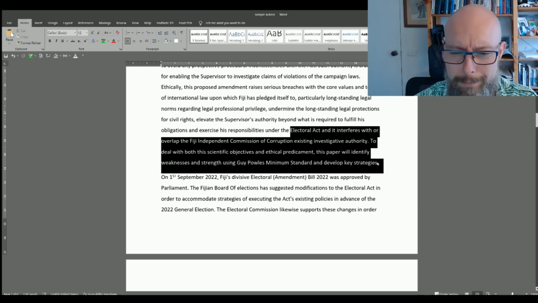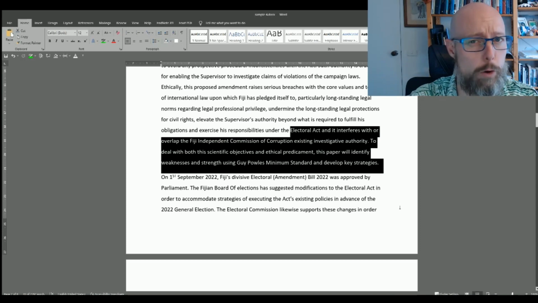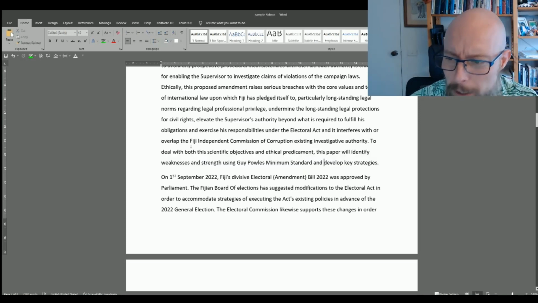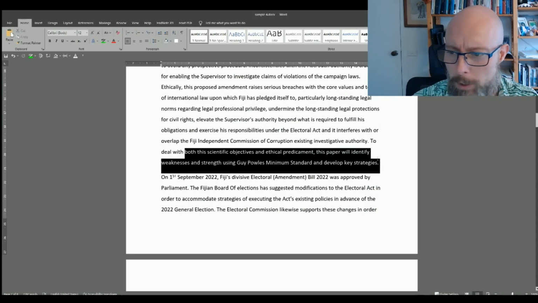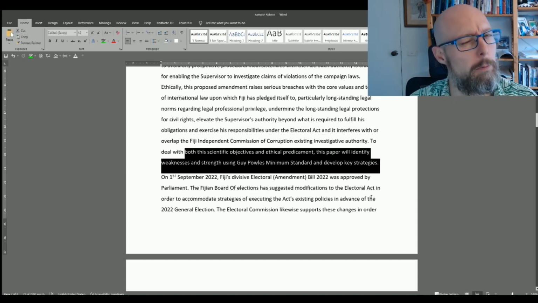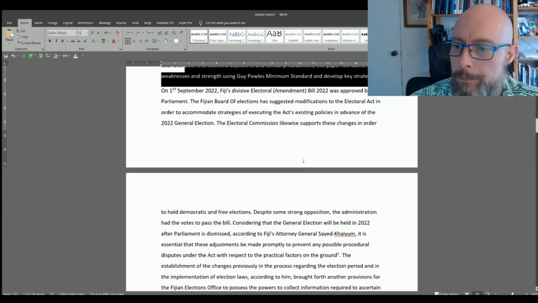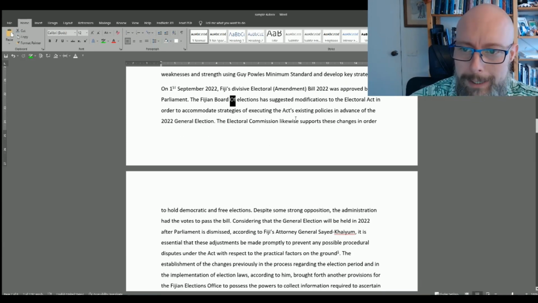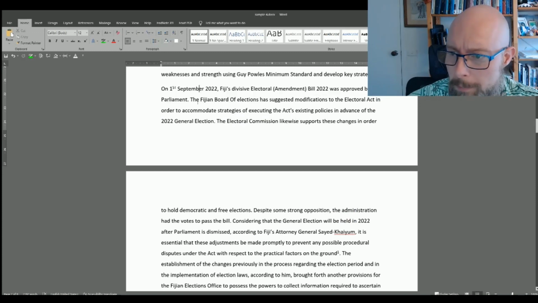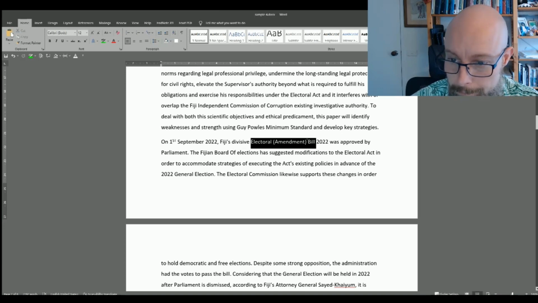So confusing, right? So to deal with both of these things, we'll identify weaknesses and strengths, but the paper's supposed to recommend solutions. Anyway, so problems, we can see that. Don't know why it's capitalized. So we've then said the same thing, 1st of September. Oh, okay, we've now got a bill. Right, that's the bill. Again, it's divisive, is it? Good, okay.